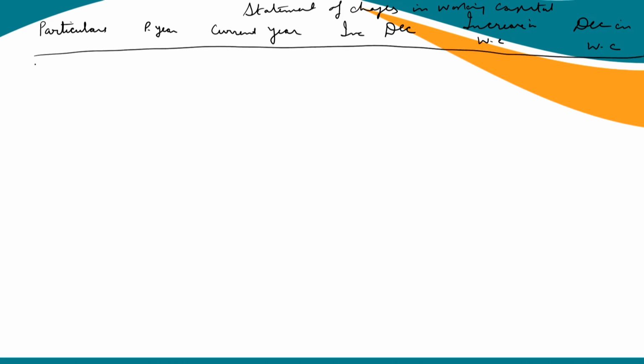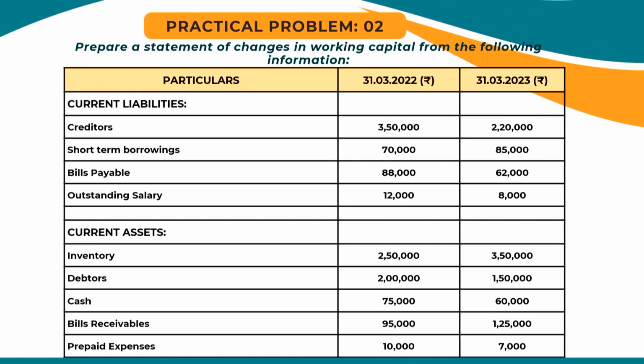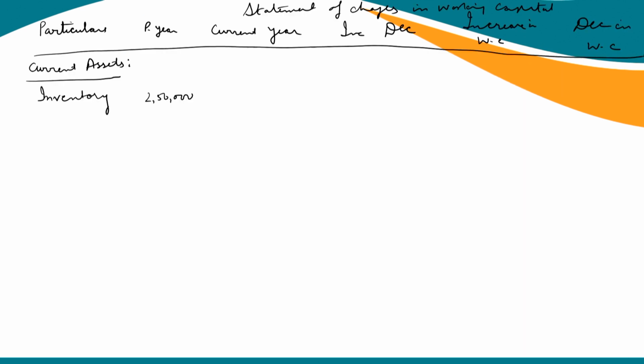Starting the same process, we first take into consideration the various current assets as given in the question. So the first current asset is inventory, which was given in the last year 2,50,000 and in the current year it is 3,50,000. So calculating the difference, we can see there is an increase in the current asset, that is inventory, by rupees 1 lakh. So it will have increase in working capital.